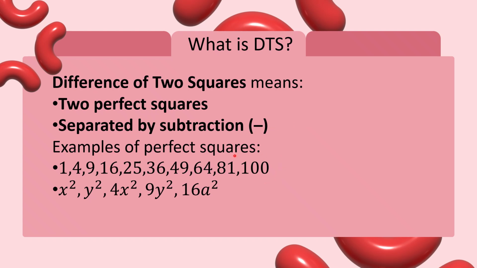Examples of perfect squares are 1, 4, 9, 16, 25, 36, 49, 64, 81, 100. And also, we have x squared, y squared, 4x squared, 9y squared, and 16x squared.